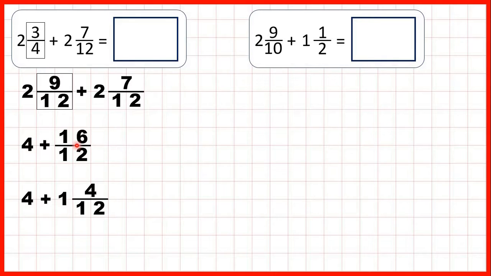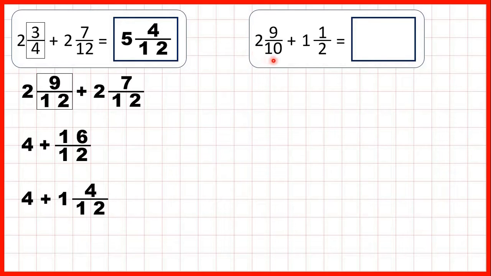That's the same as 16/12 because 16 divided by 12 is 1 remainder 4, or because 1 times 12 is 12, and then we need 4 more to get to 16. So now 4 plus 1 is 5, the 4/12 stays the same, so our answer is 5 and 4/12. So notice, even though the whole numbers in the question are 2 and 2, the answer for the whole numbers is 5 because we got an extra whole number by adding our fractions.